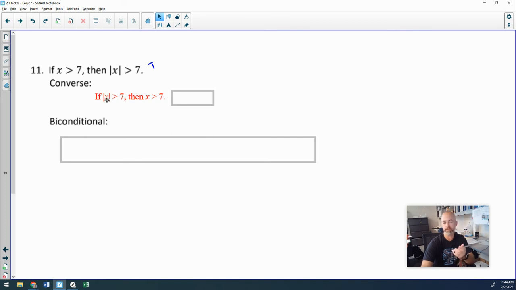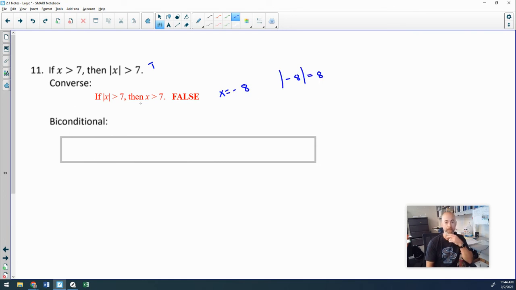Is that a true statement? If the absolute value of a number is greater than 7, then x is greater than 7. And no, that is not true. That is a false statement. And for false statements, it's good to think of a counterexample. And you could say, well, what if x is negative 8? Well, in that case, the absolute value of negative 8 is 8, but the original number was not greater than 7. Negative 8 is not greater than 7. So that would be your counterexample.